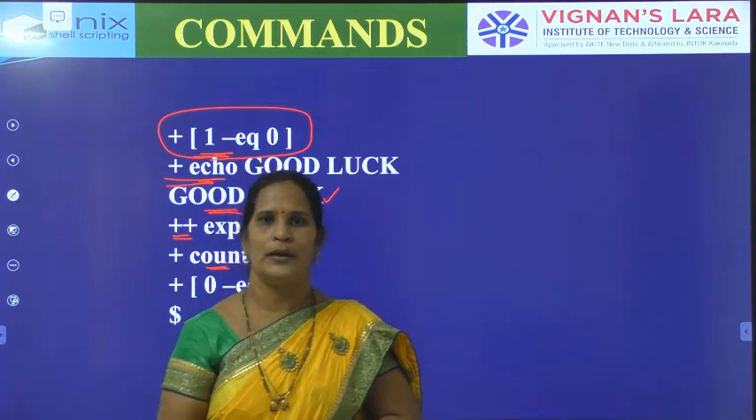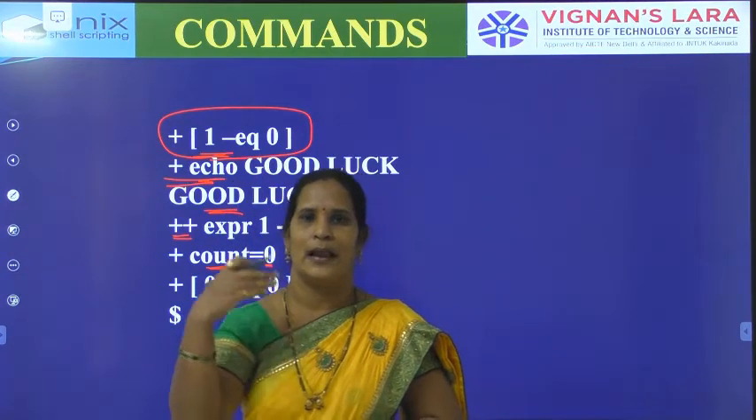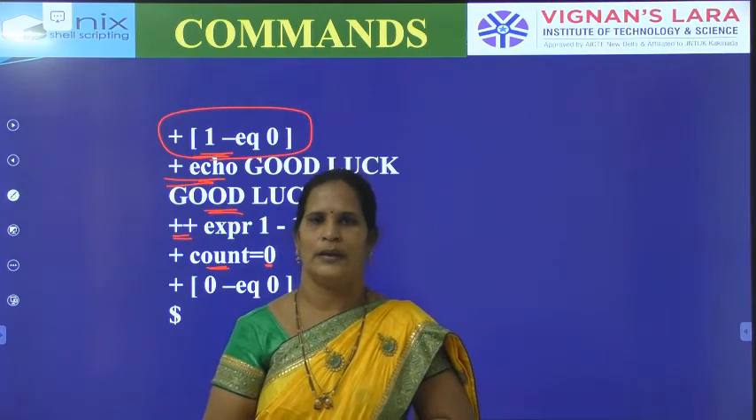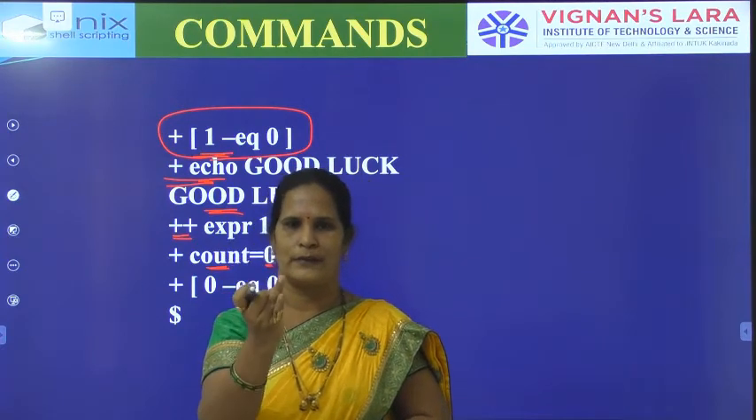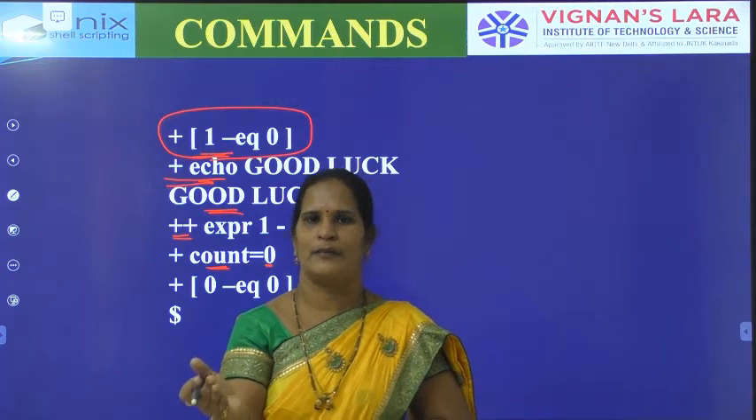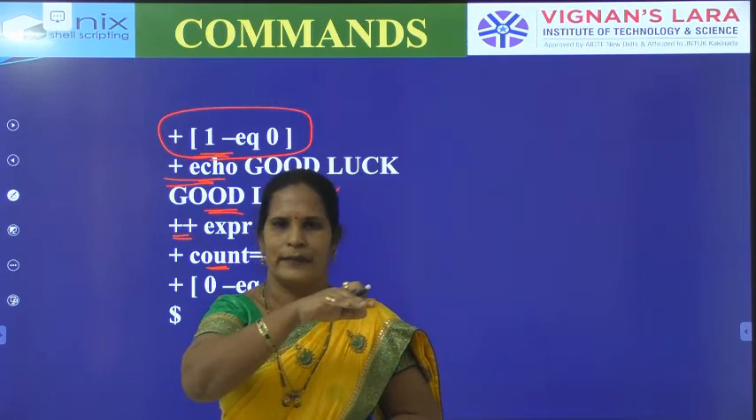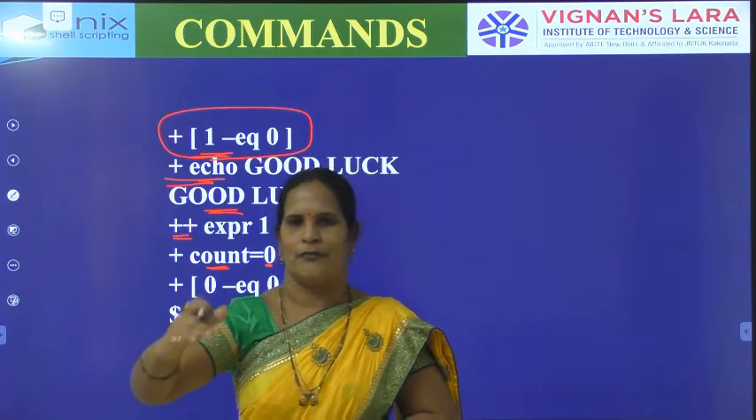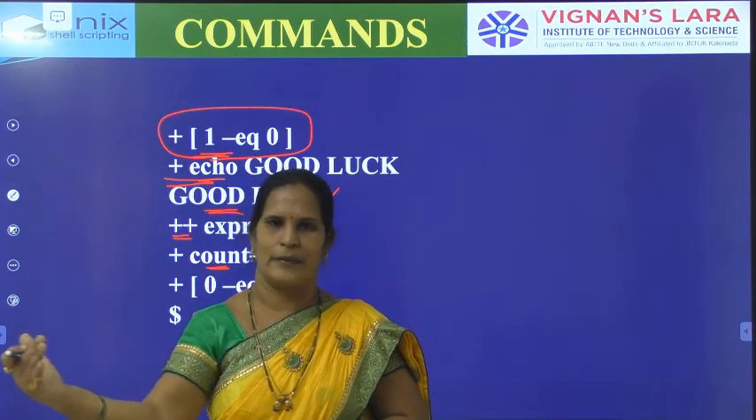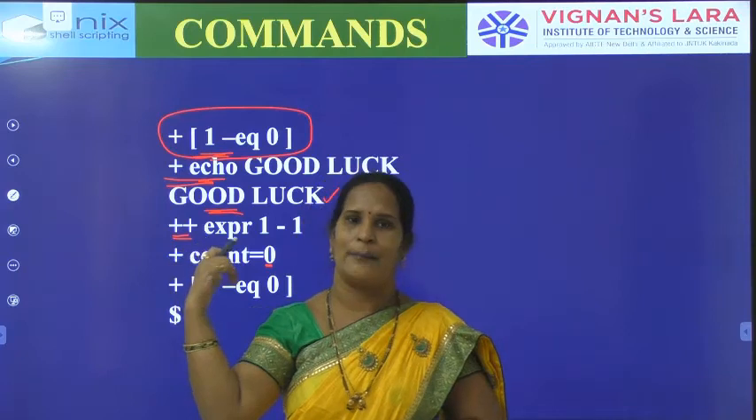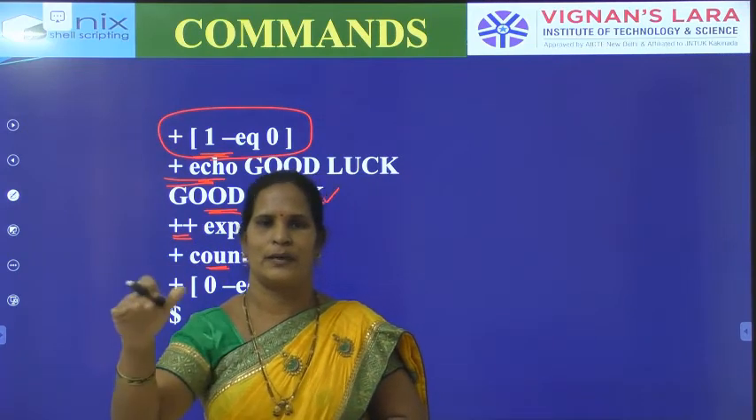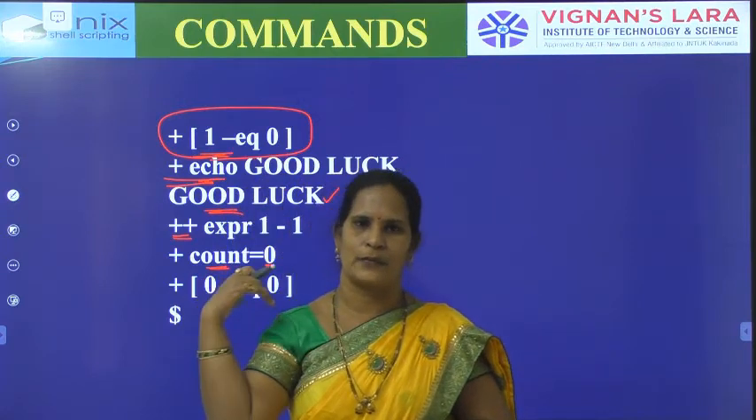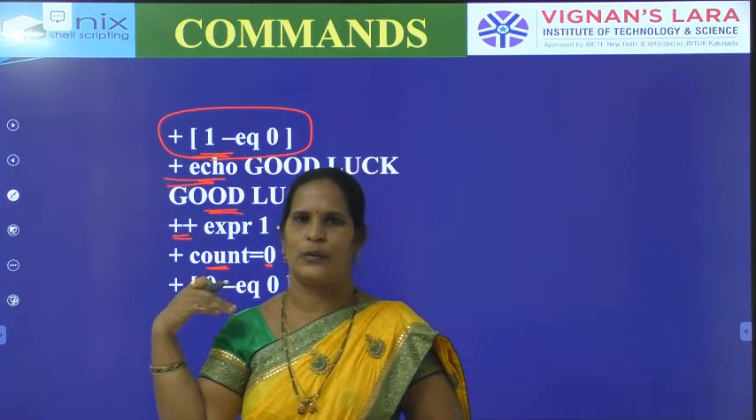In order to view the execution of statements line by line, we have to use the debugging concept. In debugging we have to use two methods. One is we can directly specify the -x option within the command line itself: sh space -x space filename.sh space some message. Because it is a command line program, you have to specify the message in the command line itself. Then the dollar asterisk is going to take the message we sent.